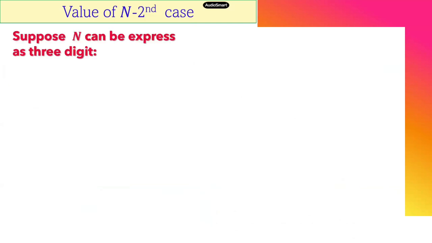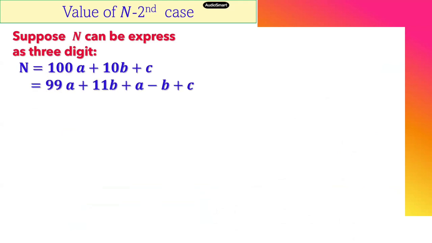So in this case, let n be expressed as a 3-digit number, 100a plus 10b plus c. Then, since n is divisible by 11, we'll try to make it a factor of 11. When you make it a factor of 11, we are getting 99a plus 11b, and then we have here an extra term a minus b plus c. This is divisible by 11. This is also divisible by 11. Now n is divisible by 11 if a minus b plus c is equal 0 or a multiple of 11.